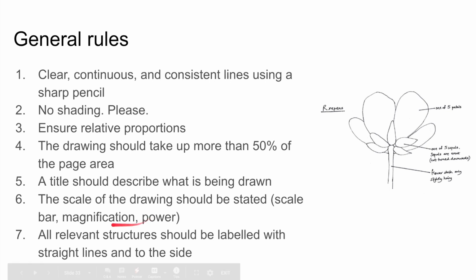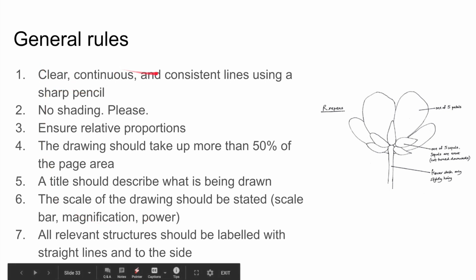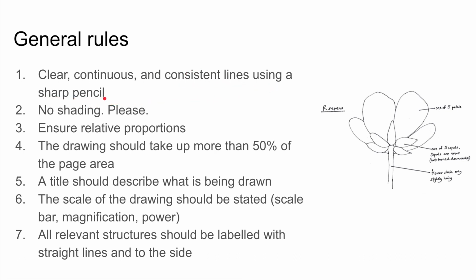So, clear, continuous, and consistent lines using a sharp pencil. Okay, we'll see what that means. No shading. And ensuring relative proportions. So the first two are pretty straightforward, okay? This is not a creative process. We are basically trying to reproduce what we are seeing.